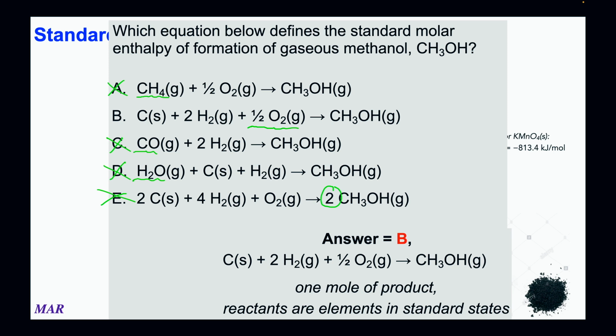All other examples, we multiply that through to get, say, answer E. But for heats of formation, it's always 1 mole of product. Elements must be reactants in their standard states. I've got to deal with it. You've got to have fractions.